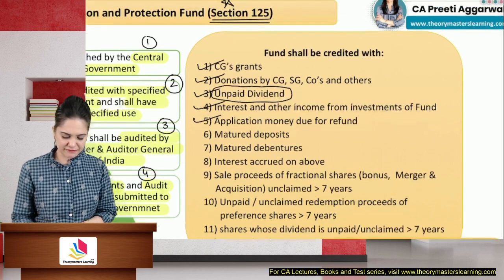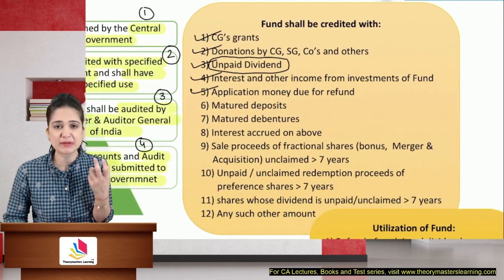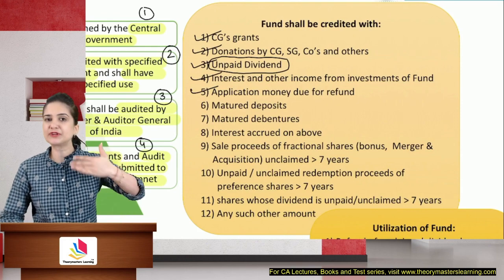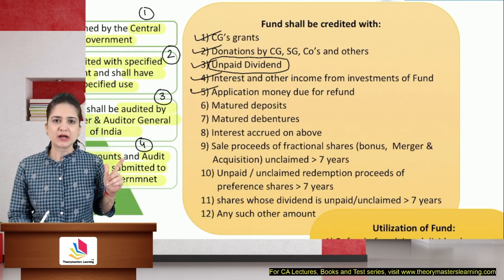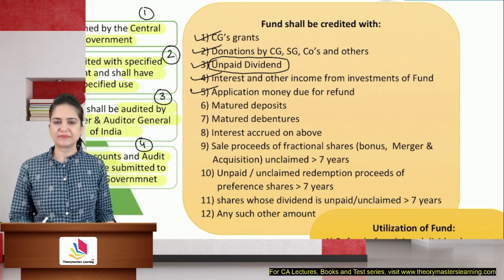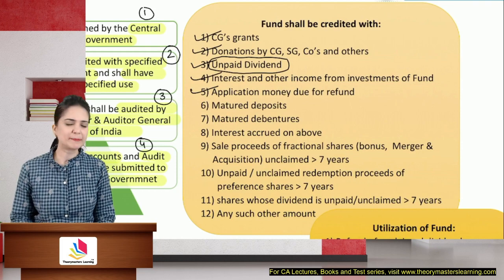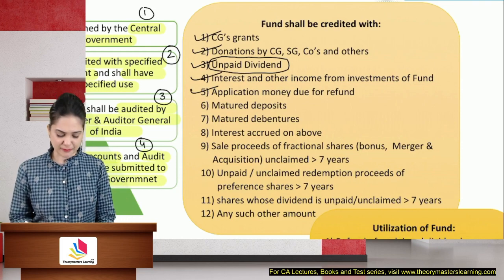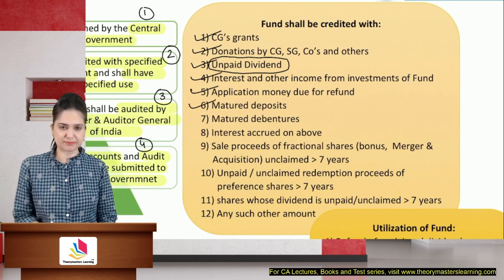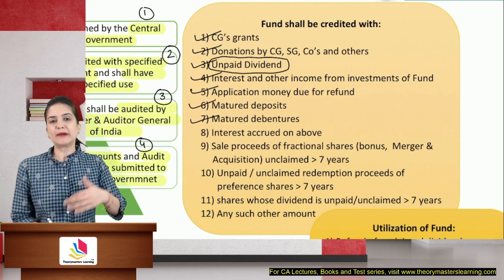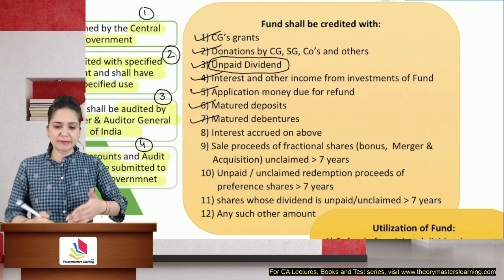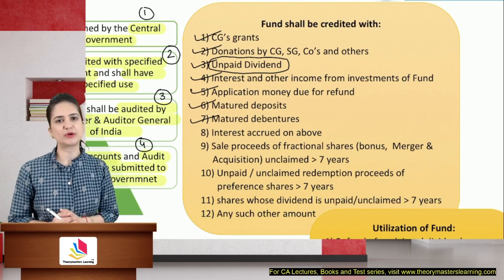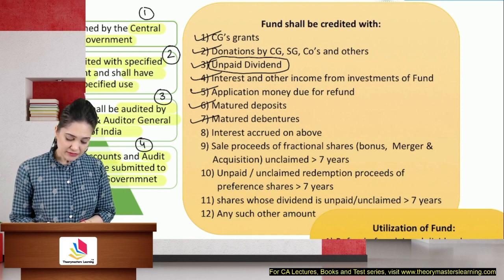Application money due for refund. Now we had received the application money, but the minimum subscription was not subscribed. We did not meet that criteria. Law says that you have to refund that money, section 39. But if the money is lying with a company, then the company cannot keep it with itself. It has to transfer to IEPF. Matured deposits, matured debentures. Deposits or debentures have matured, but we are not able to find the person to whom the money is to be paid. Then the amount will be transferred to Investor Education and Protection Fund. The interest on the above.